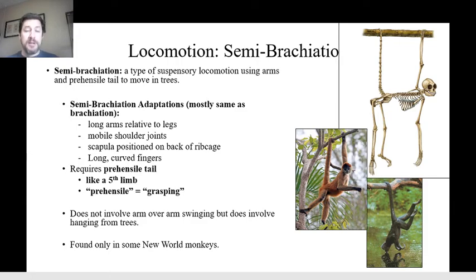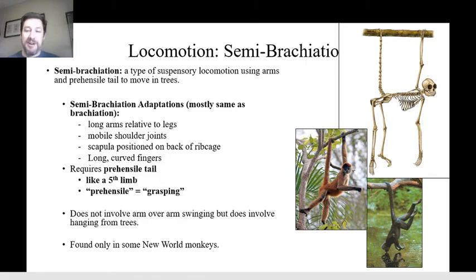So the big difference is that semi-brachiation doesn't involve swinging around in the trees. So when you watch the Gibbon video, look at how he uses it to move from place to place. Semi-brachiators don't use it to move from place to place to the same extent. They use it to enhance their mobility. So they'll often just walk, but they'll use their arms, like in a tree branch, to steady themselves or their tails to hang. They're not as mobile horizontally as a brachiator.